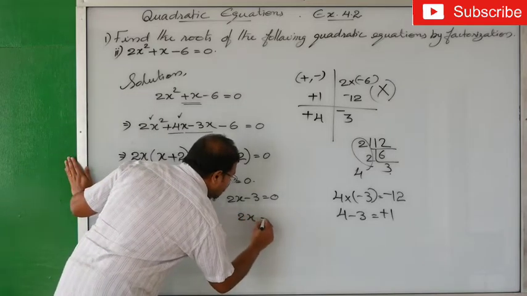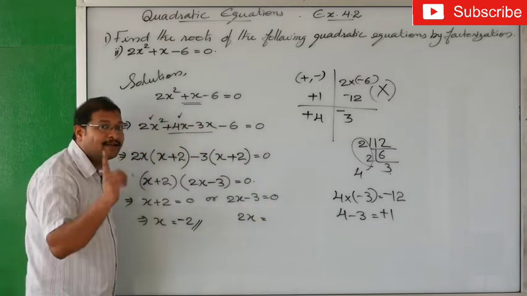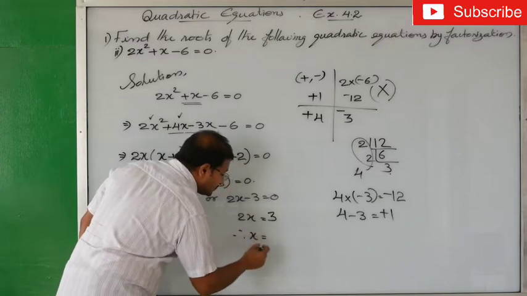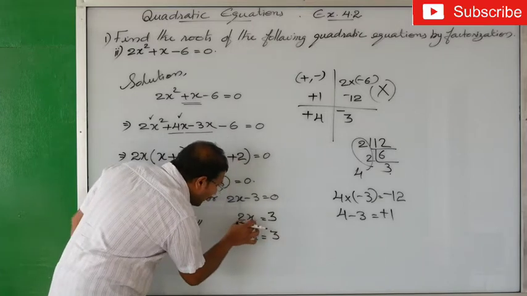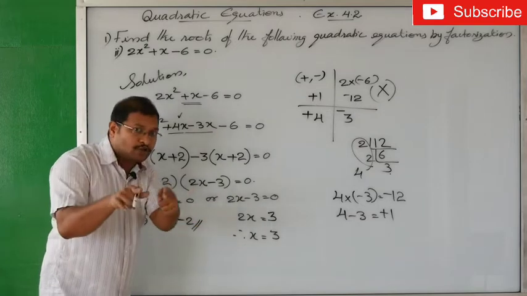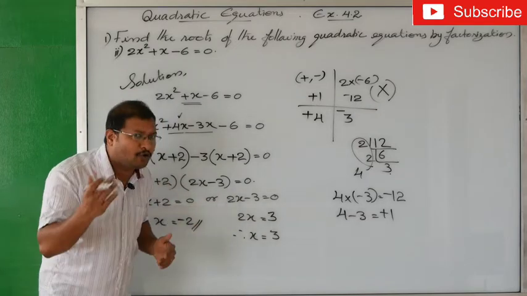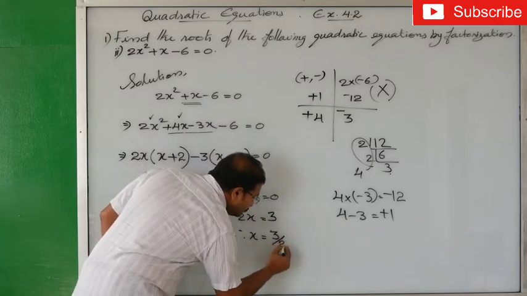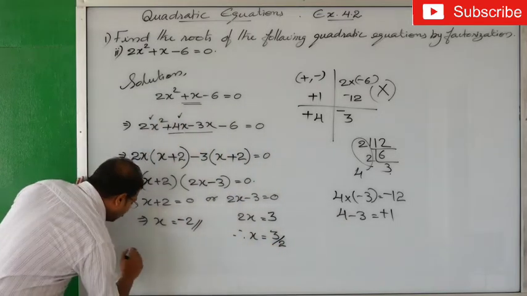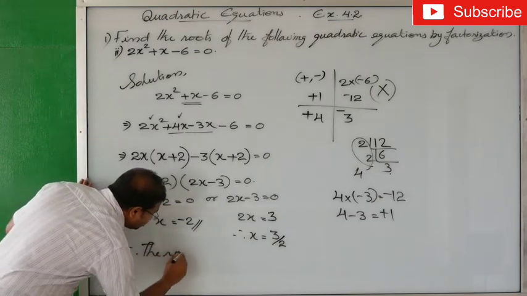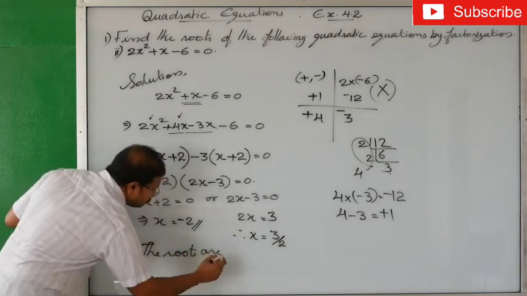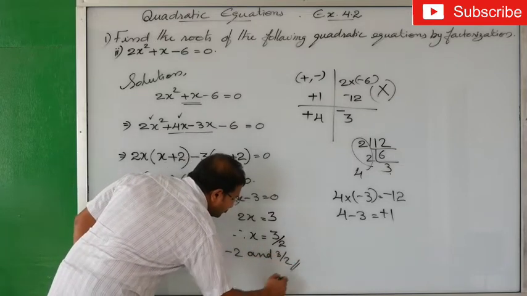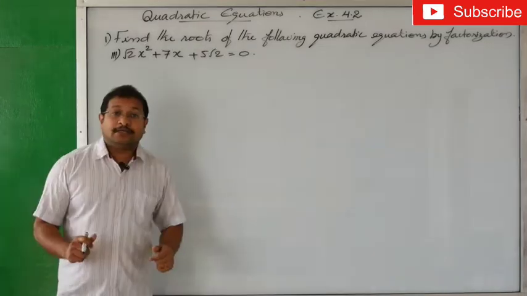Again, 2x equals minus 3 goes to the next side, plus 3. Therefore, x equals 3. See my dears, 2x means 2 into x, 2 multiplying. So multiplication goes to the next side as divide. That means divided by 2. Therefore, the roots are minus 2 and 3 by 2. Let's see the next question.